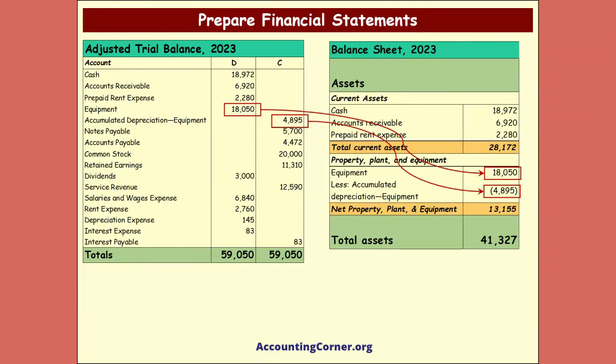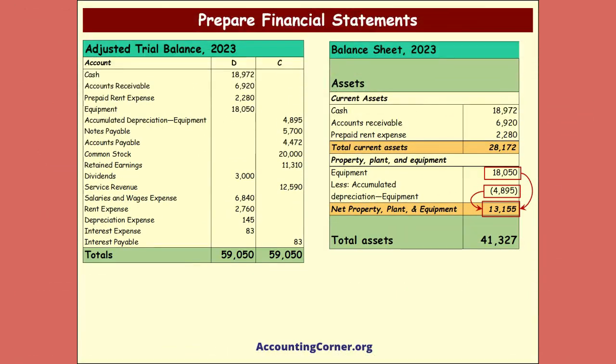Further, we move to long-term assets. From the adjusted trial balance, we see equipment, which is included in long-term assets, and accumulated depreciation, which is a contra account to the equipment. Therefore, it is shown as negative on the balance sheet, under long-term assets.